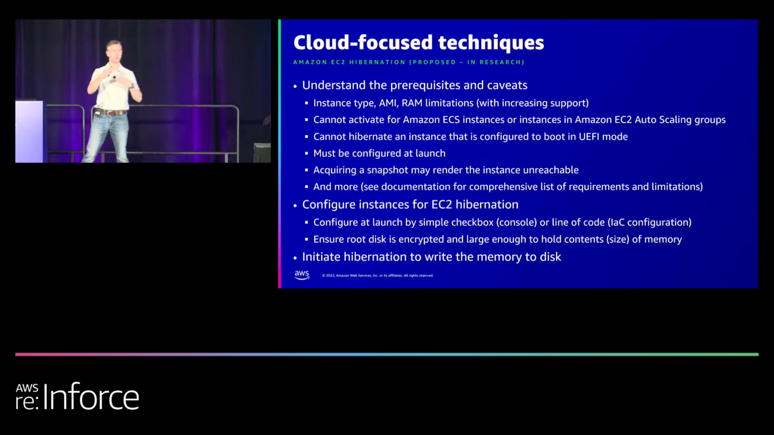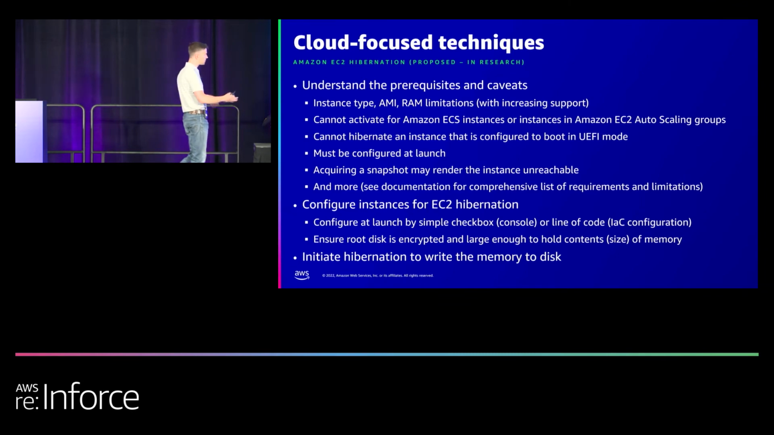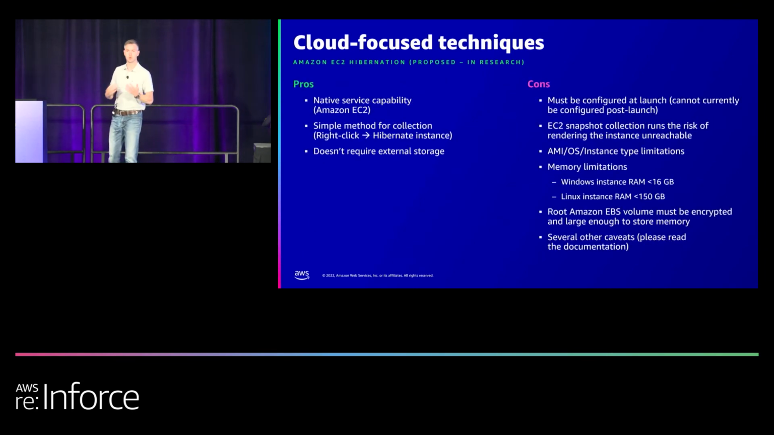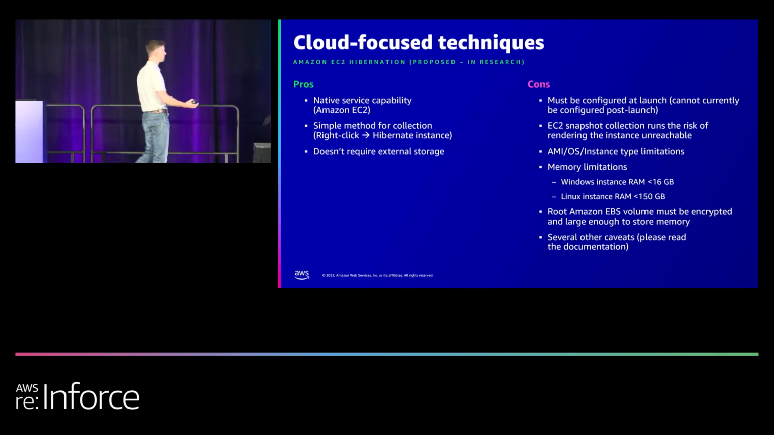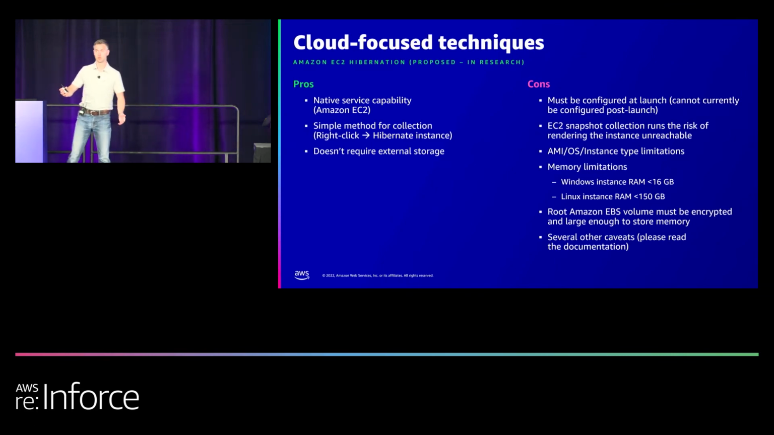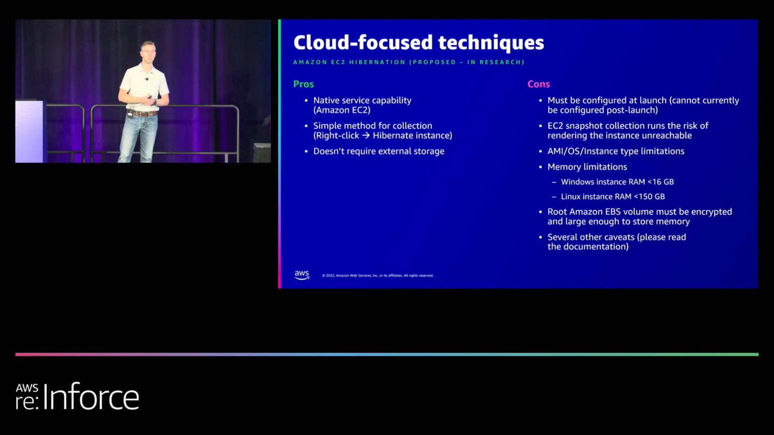So that's something we have to take into consideration: make sure that we have and maintain sufficient space on our disk if we're going to leverage this as a mechanism. In that mechanism, we just leverage hibernation, assuming we've done the prerequisites and caveats, to write the memory to disk. So what are some of the pros and cons of this? Again, it's another native service capability, built into Amazon EC2. It's a simple method for collection, not that we should be doing everything from the console, but to demonstrate the simplicity of this. You can do the same thing from the CLI: you can do a stop-instances and enable hibernate, and hibernate the instance.